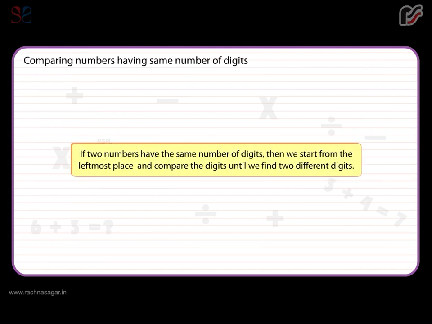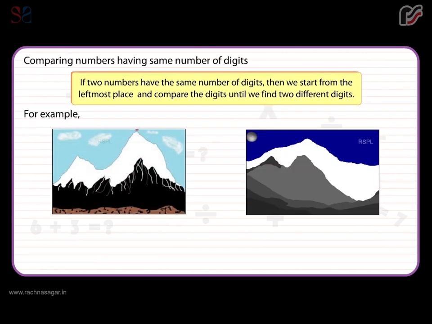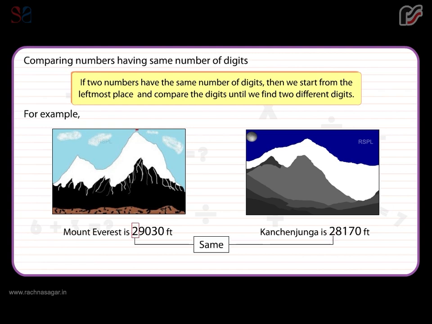Comparing numbers having same number of digits. If 2 numbers have the same number of digits, then we start from the leftmost place and compare the digits until we find 2 different digits. For example, the height of the Mount Everest is 29,030 feet and the height of the Kanchenjunga is 28,170 feet. To compare these heights, we start from left. 2 is same in both numbers. Next digits are different since 9 is greater than 8. So 29,030 is greater than 28,170.